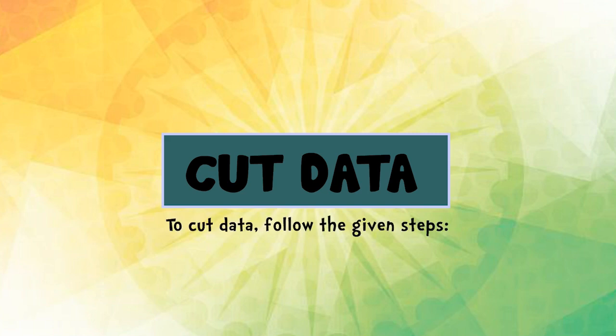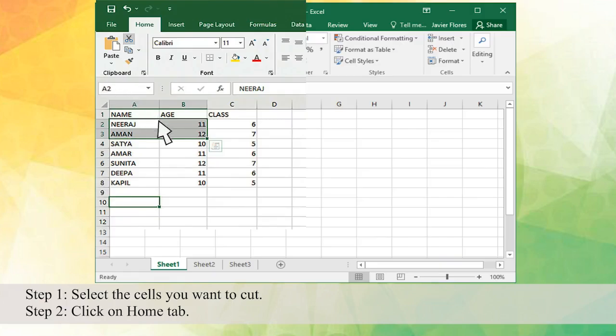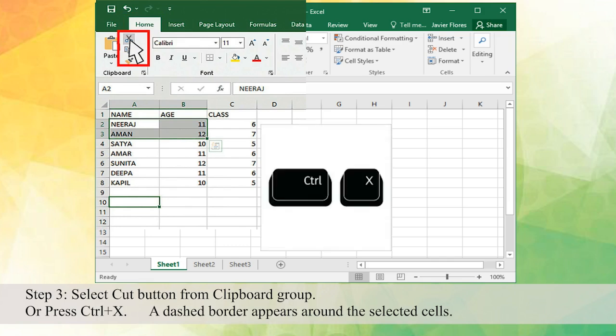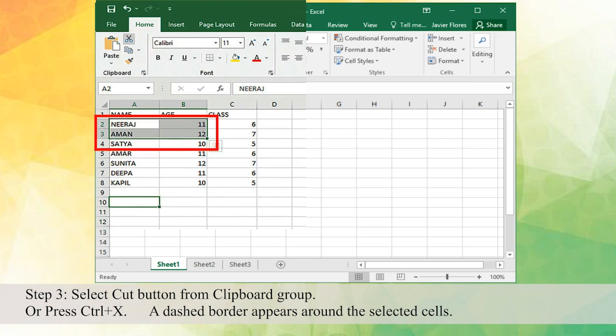Cut data. To cut data, follow the given steps. Step 1. Select the cells you want to cut. Step 2. Click on Home tab. Step 3. Select Cut button from Clipboard group. Or press Ctrl+X. A dashed border appears around the selected cells.